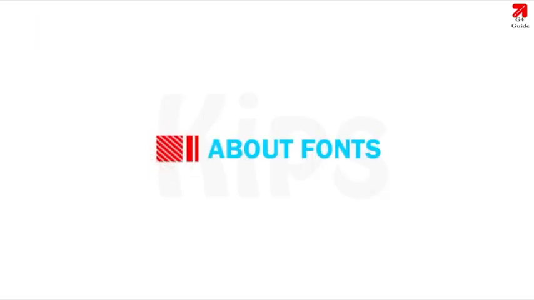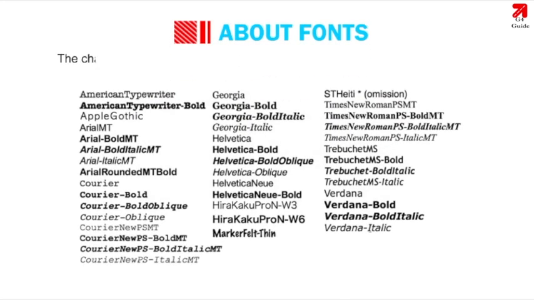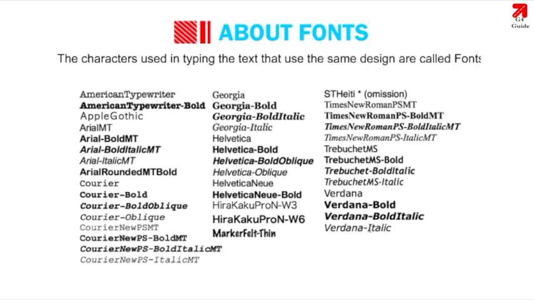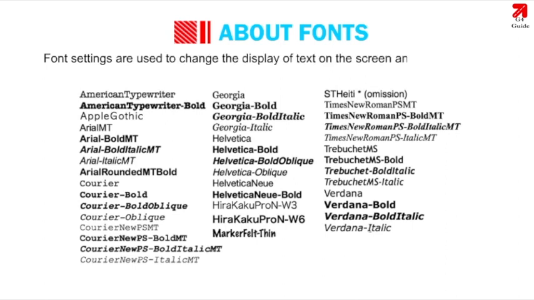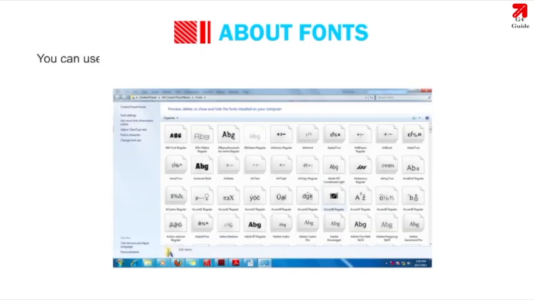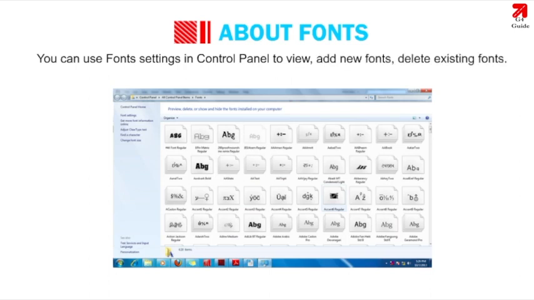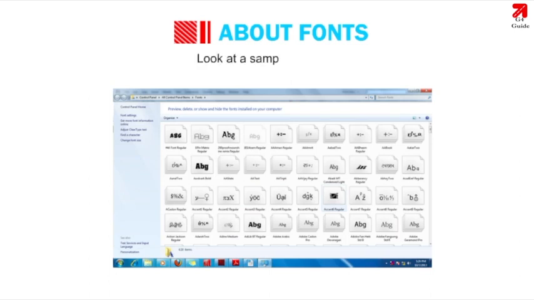Students, let us find out about the fonts of a computer. The characters used in typing the text that use the same design are called fonts. Font settings are used to change the display of text on the screen and the printed text. You can use font settings in Control Panel to view, add new fonts, and delete existing fonts. Look at a sample given here.